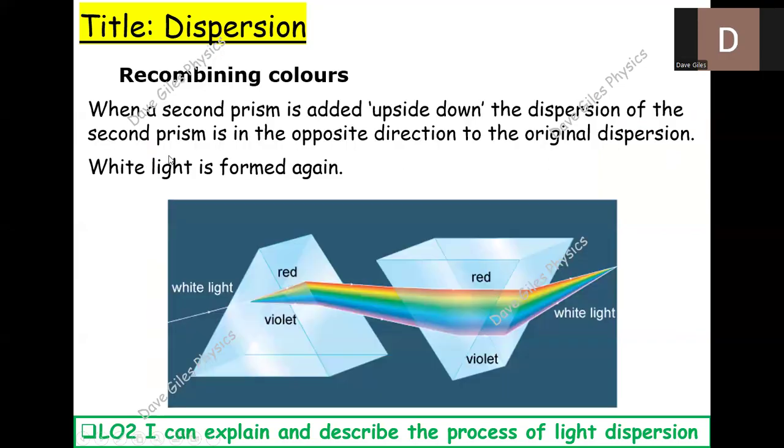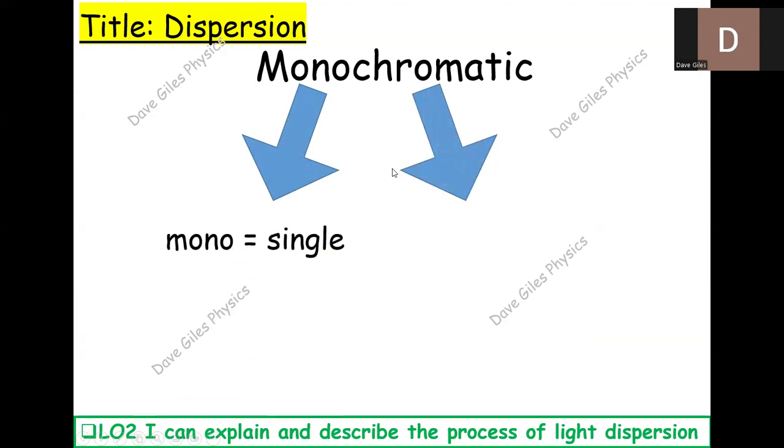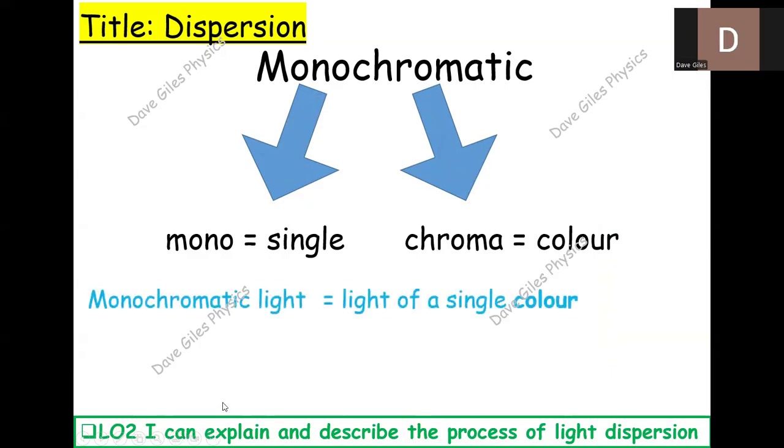Now, you can also use a second prism to then recombine the colours into white light, but that is a little bit tricky sometimes. A key word we're going to use here is monochromatic. So we can split that into two parts. Mono means single, chroma means color. So monochromatic light is light of a single color, so therefore light of a single frequency or single wavelength.